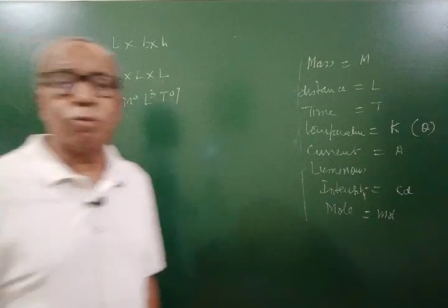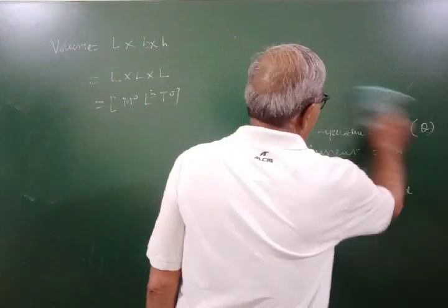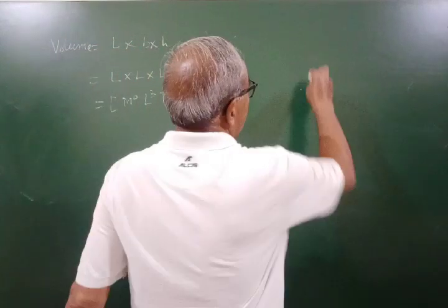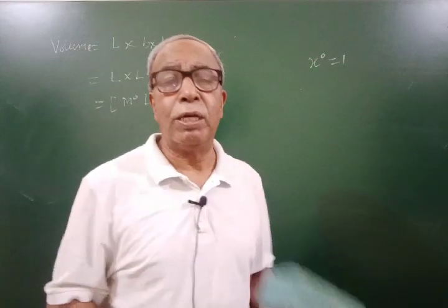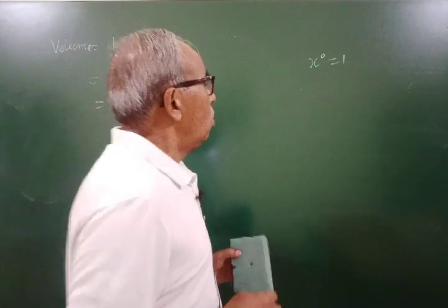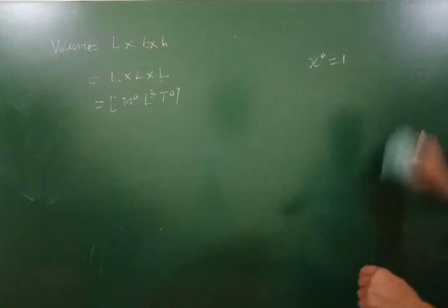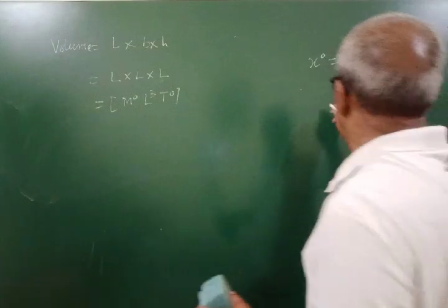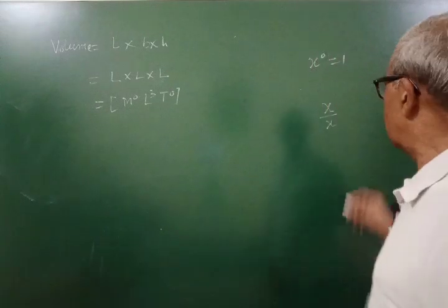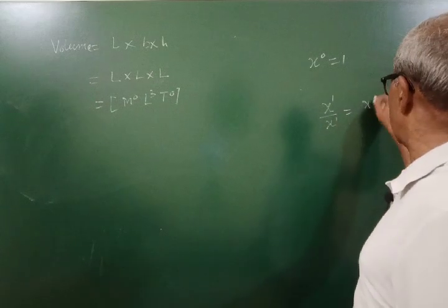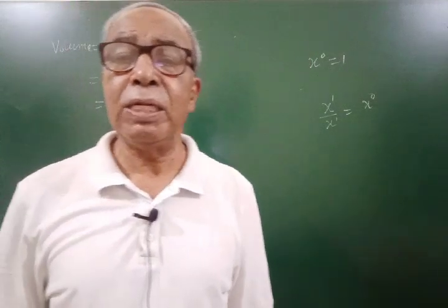Actually, a number raised to power 0 becomes 1. So here also is a problem. Why does a number raised to power 0 become 1? X to the power 0 is equal to 1. But why? Students say, sir, it just happens. No. Actually, you know, powers are added when we multiply, and powers are subtracted when we divide. If we divide x by x, the power is 1 minus 1, so it is x0, or a number divided by itself is 1.